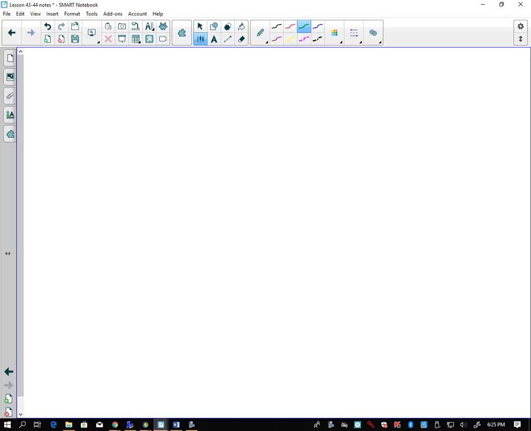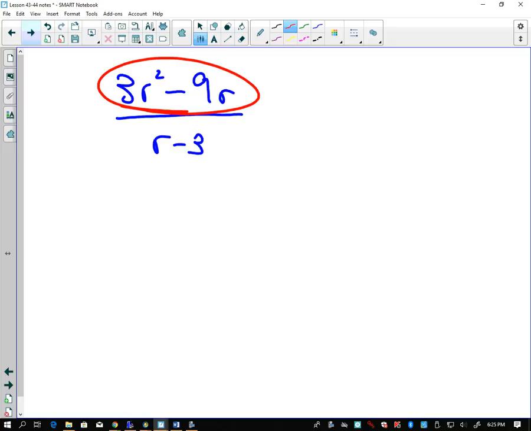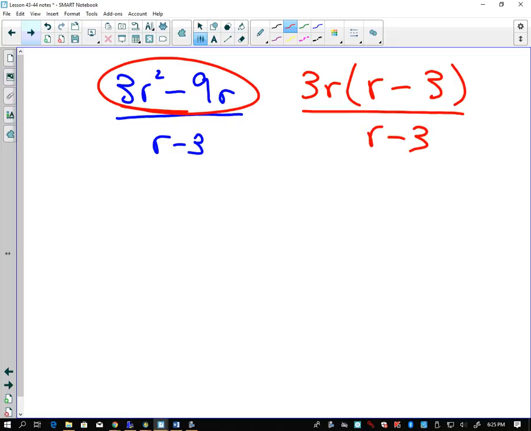All right. So it starts off with 3r squared minus 9r over r minus 3. Okay? So simplify the rational expression. The first thing I want to notice is that this can be simplified. I can take a 3r out of both terms. That's going to leave me with an r and a minus 3. I'm going to put that over r minus 3, and what I notice is that my r minus 3's will cancel out. So in simplest form, 3r is the simplification.